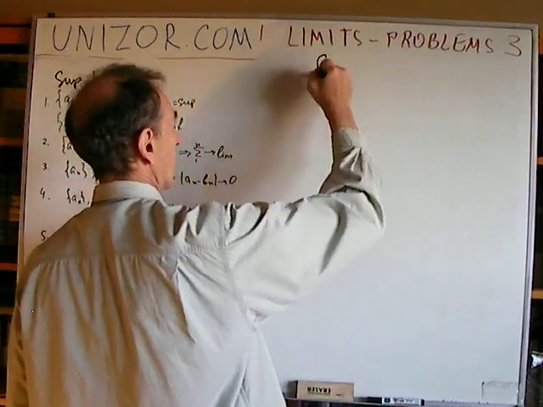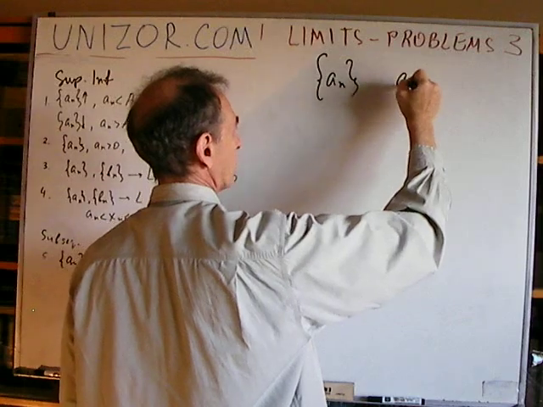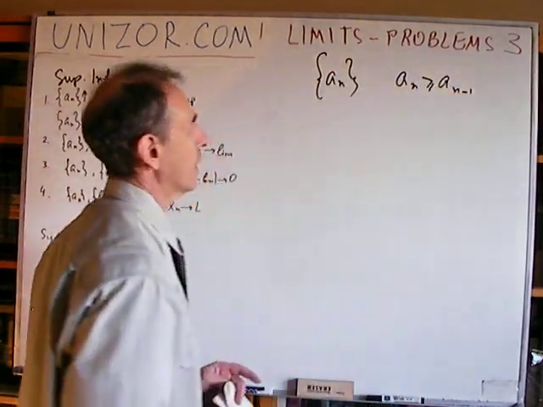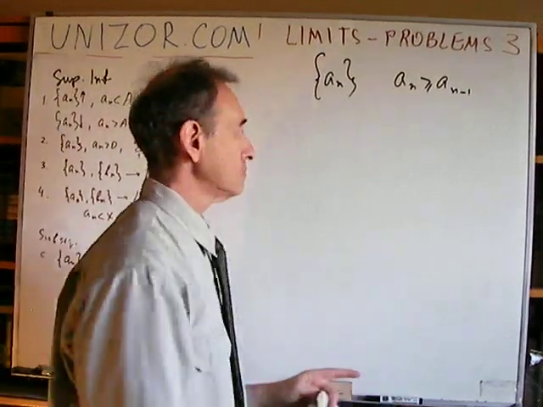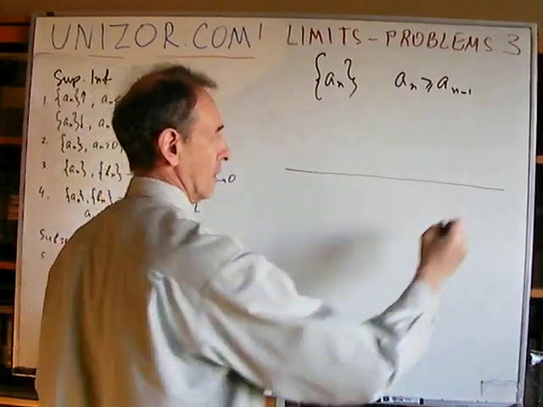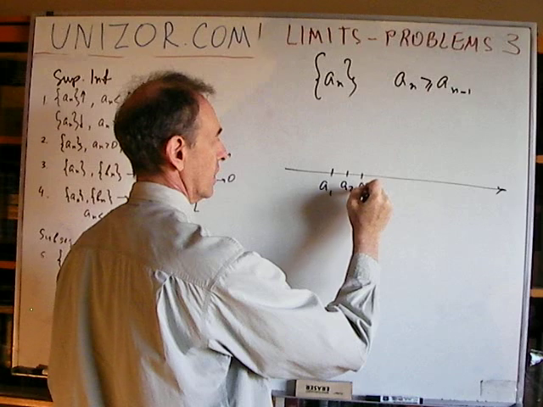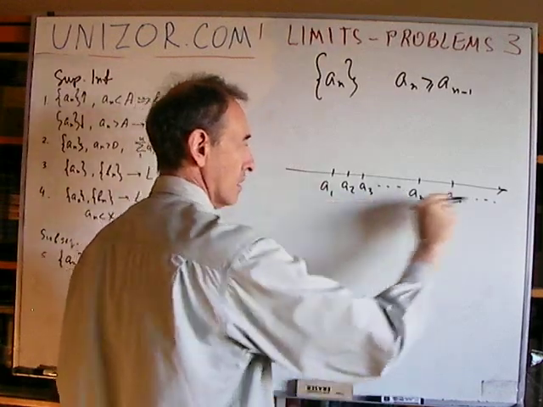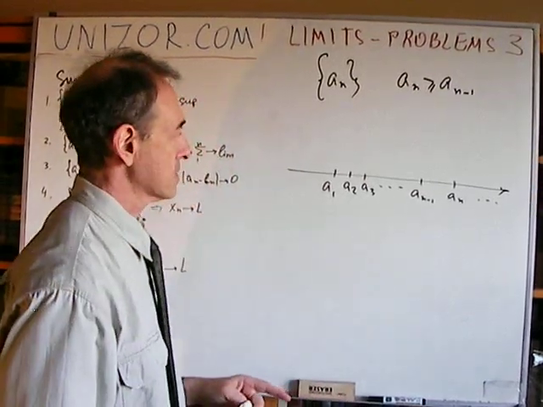Consider a sequence such that it's always increasing. Every next element is greater than or equal to the previous one. For instance, if you put it on the axis of all numbers, this is your a1, this is your a2, this is your a3, etc., a(n-1), an, etc. All the points are directed towards increasing numbers.